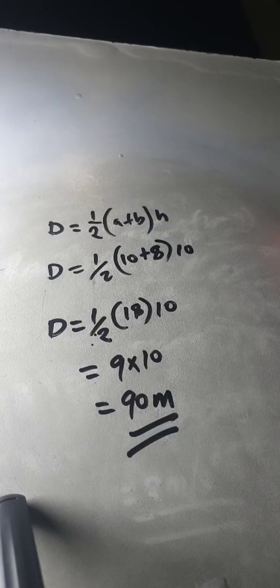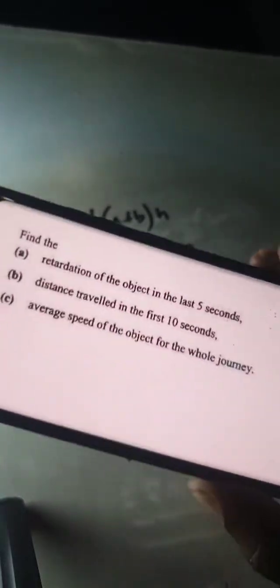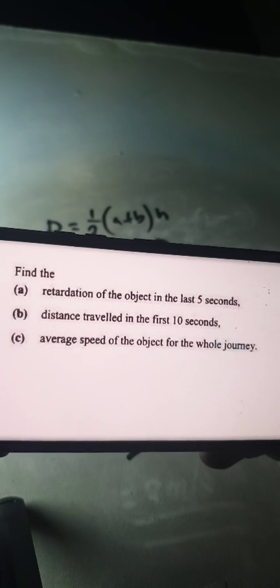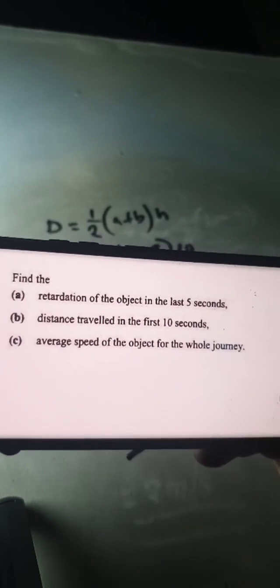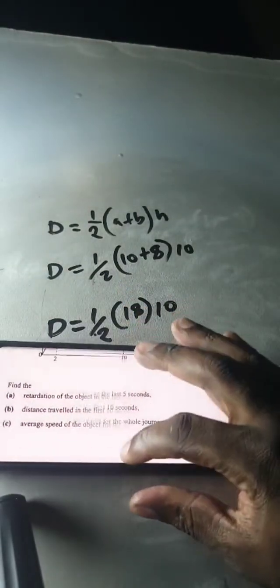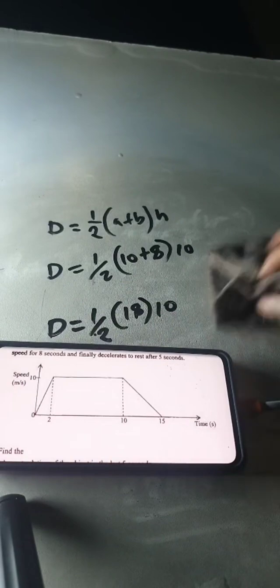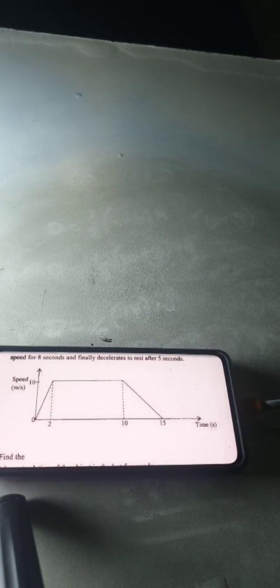Now we are done with that. Let's do the last part. It's saying find the average speed of the object for the whole journey. Interesting. Now, the interesting part is that for speed, we need distance over time taken.